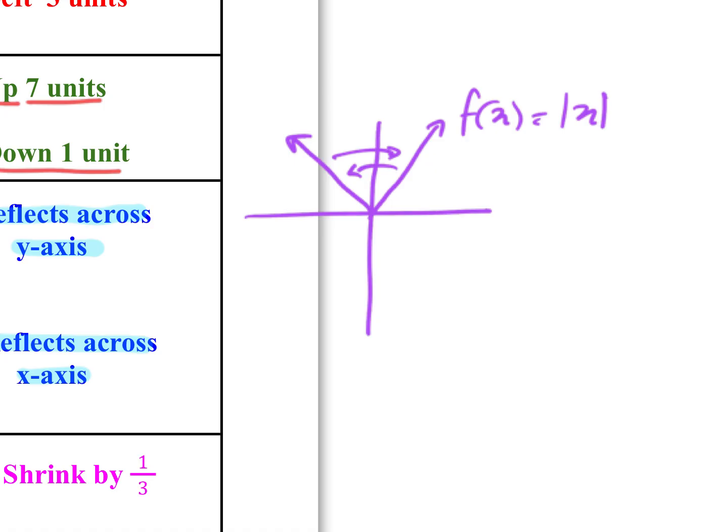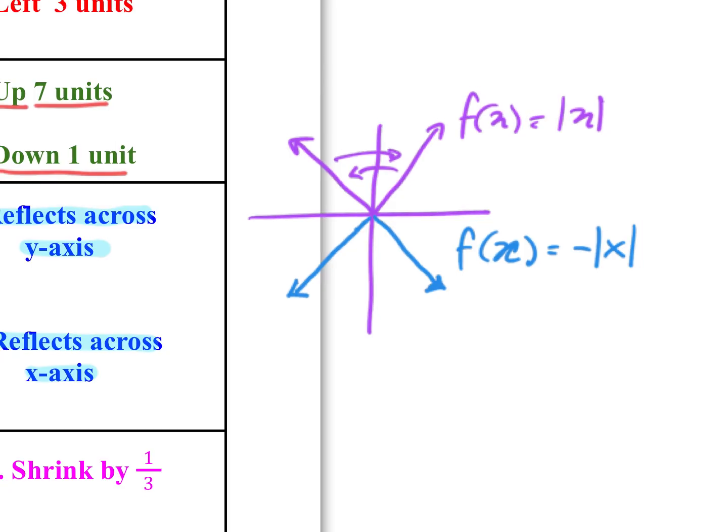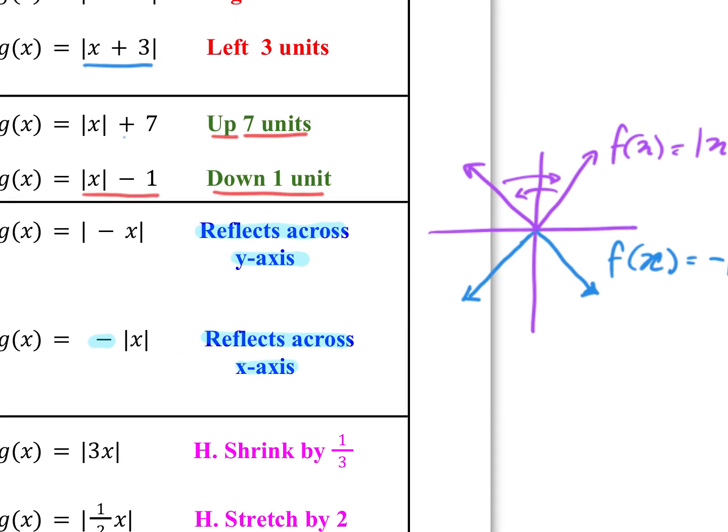Now, what if I put a negative number in front of it? What happens is it's going to be reflecting across the x-axis. So negative absolute value of x is now going to be reflecting in here. It's exactly the same thing, but it just reflects across the x-axis. So this blue line is now going to be your f of x equals negative absolute value of x.